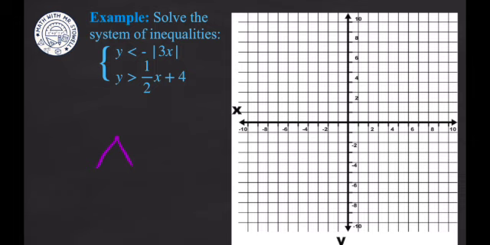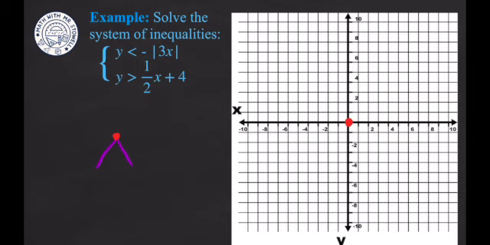Then we check the inside. We don't have it added or subtracted by anything, so this point is not being moved anywhere. It's actually going to stay at 0, 0. We don't add or subtract anything on the inside. We don't add or subtract anything on the outside.